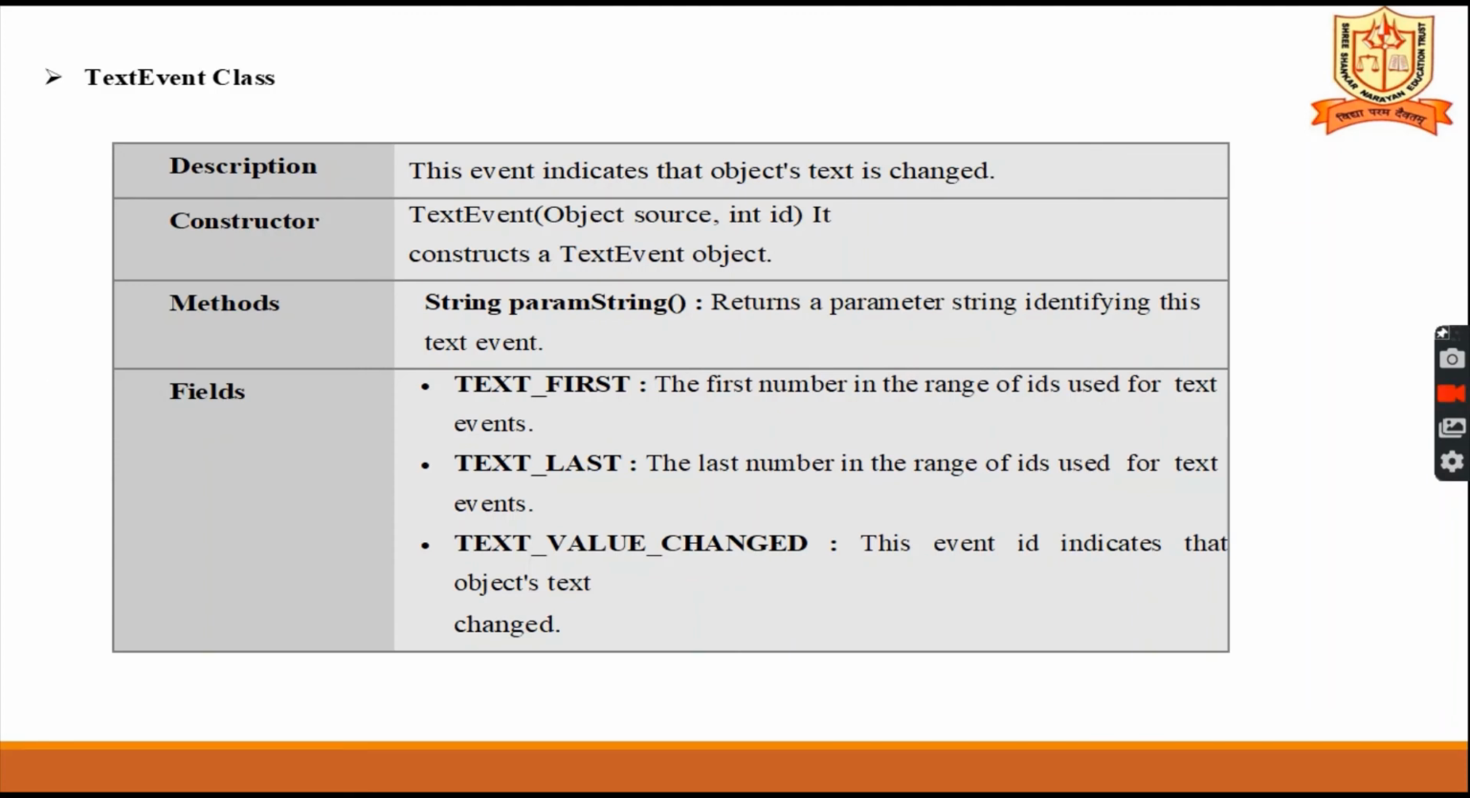Next is the text event class. This event indicates that the object text is typed. TextEvent(Object source, int id) constructs the text event object. paramString is a method that returns the parameter string identifying this text event. TEXT_FIRST, the first number in the range of IDs used for text events. TEXT_LAST, the last number in the range of IDs used for text events. TEXT_VALUE_CHANGED, this event ID indicates that the object's text is changed.